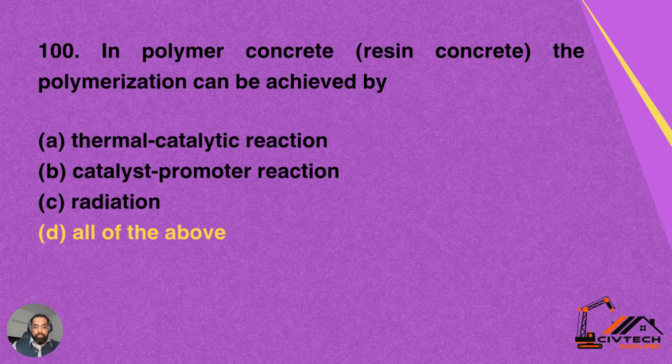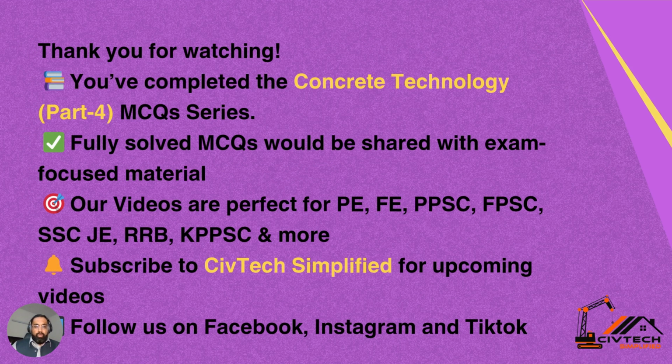Then we have question number 100, the last question for this part of the video. In polymer concrete or resin concrete, the polymerization can be achieved by option A, thermal; option B, catalytic promoter reaction; option C, radiation; option D, all of the above. So all these factors lead to the polymerization of the polymer concrete. So D is the correct answer for this question.